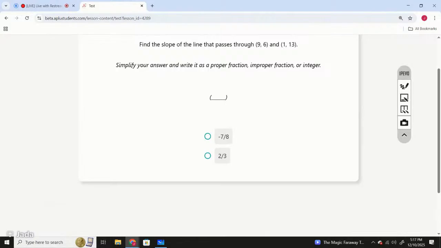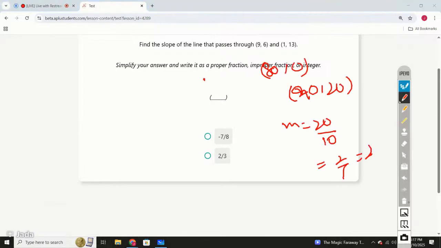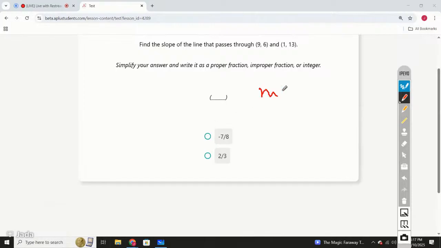Find the slope of the line that passes through the point 9, 6, and another point. So we need to find the slope, that is change in y divided by change in x. So we have to do 13 minus 6 over 1 minus 9.